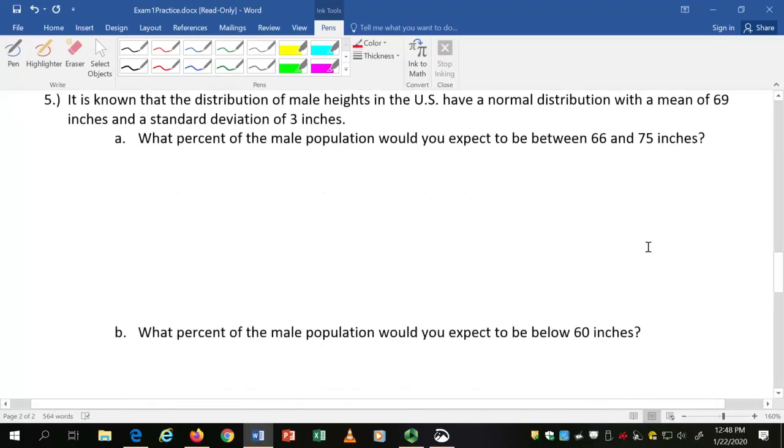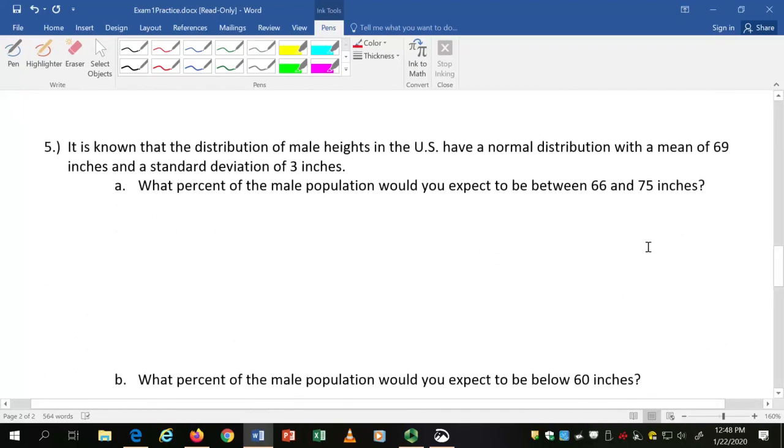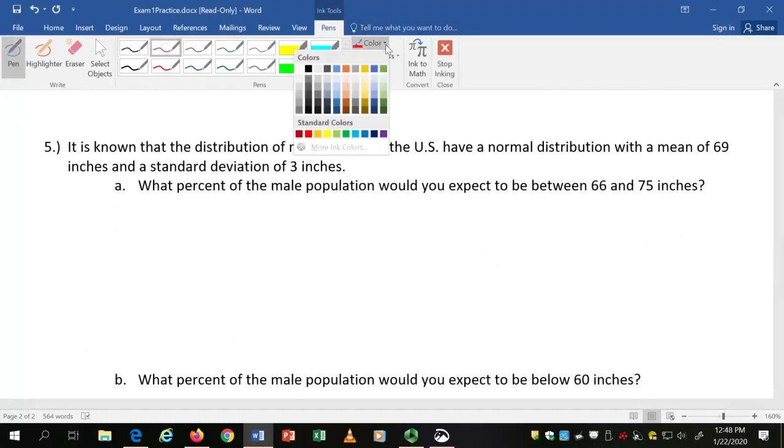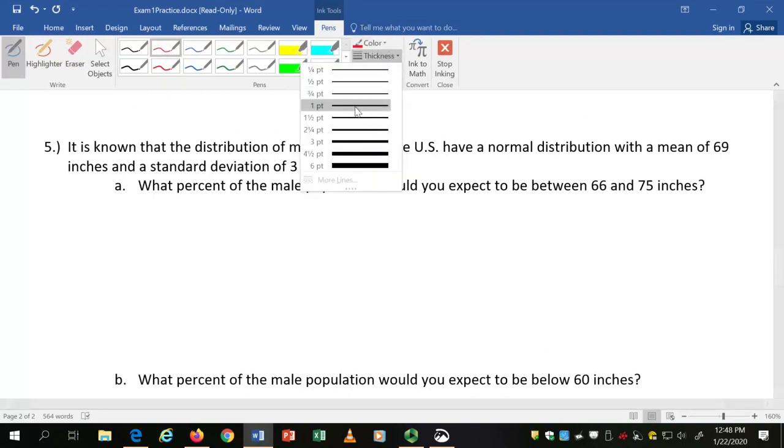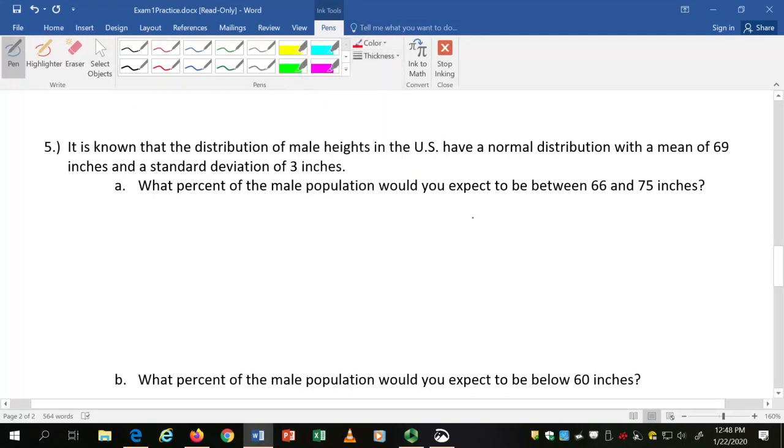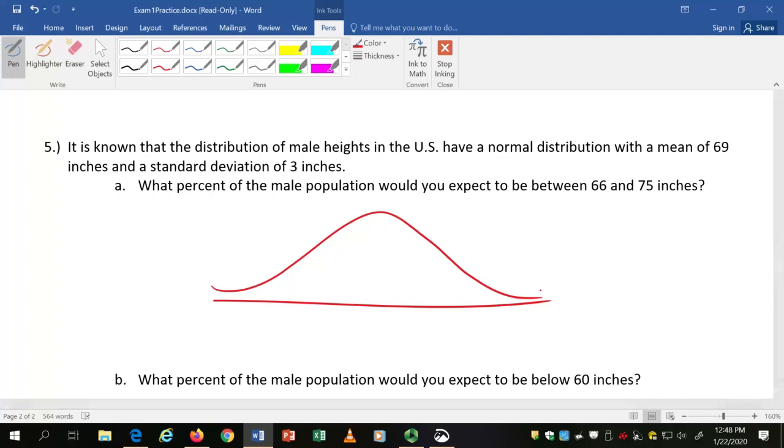All right. So, for number 5, I give you a normal distribution, basically. We know that the distribution of male heights has a mean at 69. I know it's an empirical rule problem because I give you the normal distribution, the mean, and the standard deviation. We're talking about percentages and some boundaries. So I always just start by drawing it.